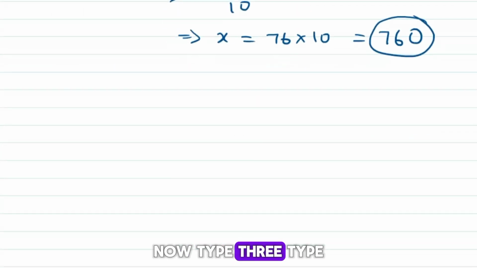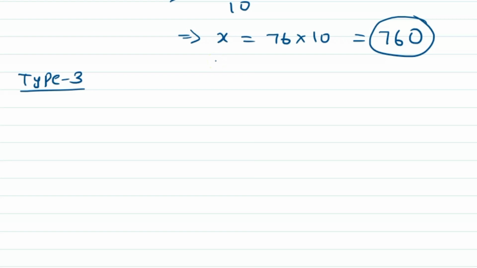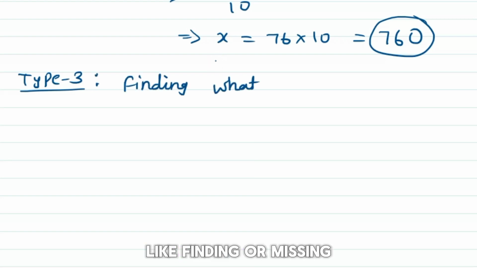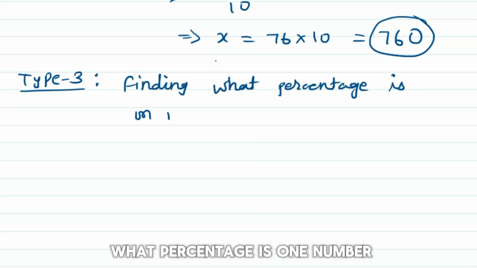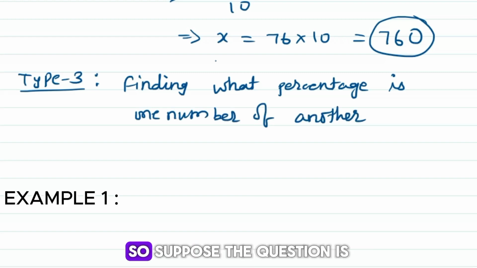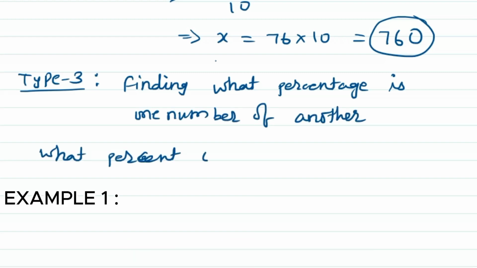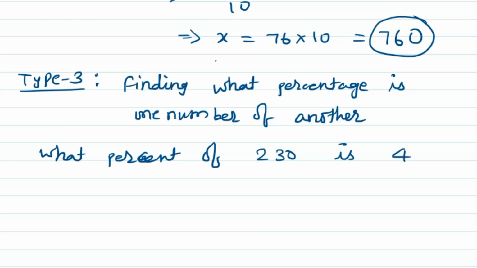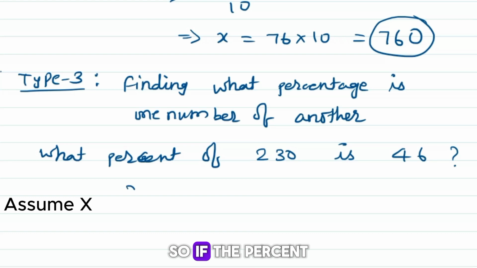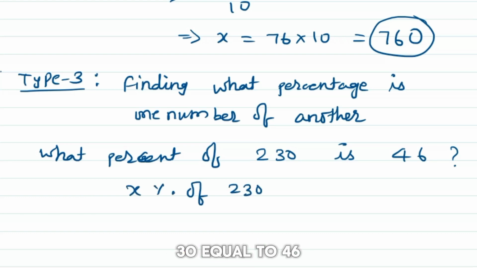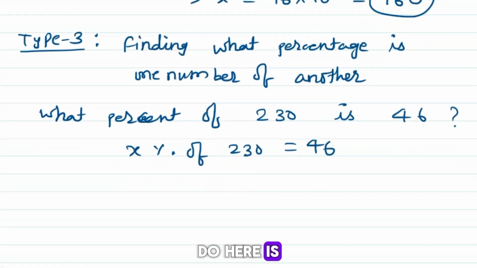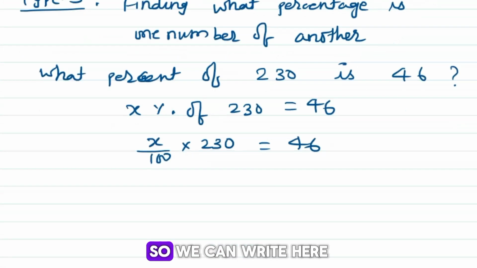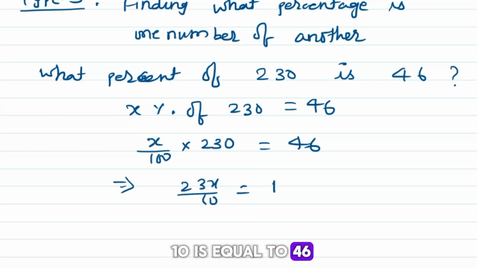Now type 3. Type 3, when the percentage is missing, like finding what percentage one number is of another. For example, suppose the question is: what percent of 230 is 46? Again we will assume x. If the percent is x, that means x percent of 230 equals 46. So x over 100 times 230 is equal to 46. From 10, both will be cancelled out. So 23x over 10 is equal to 46.